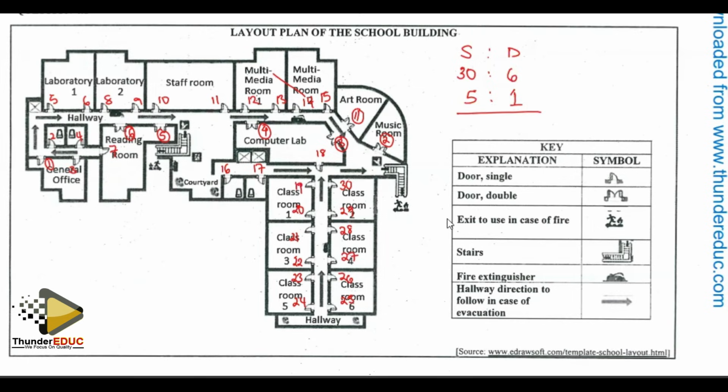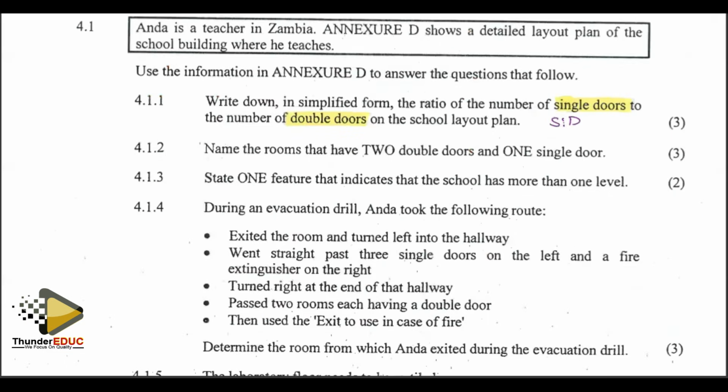The double doors, you see them, they are on music rooms, which might accommodate a lot of people. The art room could also accommodate a lot of people. Then we look at the computer lab. It can accommodate a lot of people from different subjects who might come to do their research. All right, that's how we get the ratio in simplified form. We have 30 single doors to 6 double doors, and this became 5 is to 1.